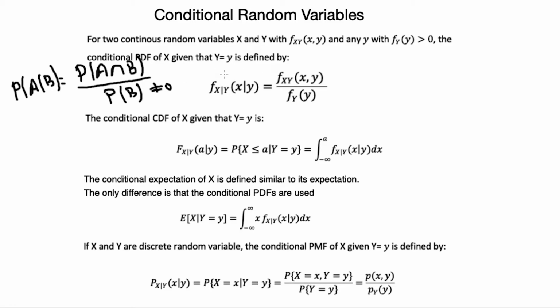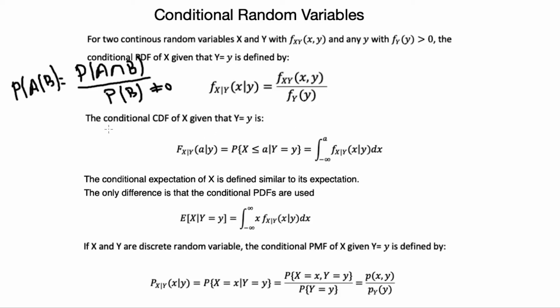The same applies for random variables. For the continuous random variables X and Y, the conditional PDF of X given that Y has occurred is denoted by f_{X|Y}, which equals the joint PDF of X and Y over the marginal PDF of Y, if f_Y(y) is bigger than 0.